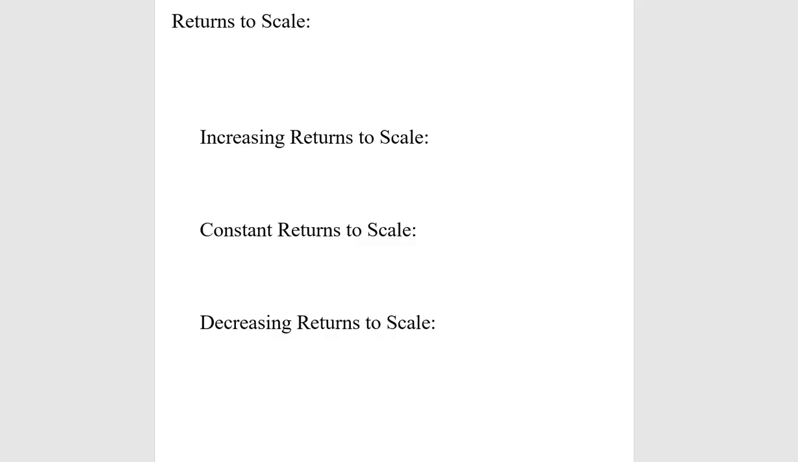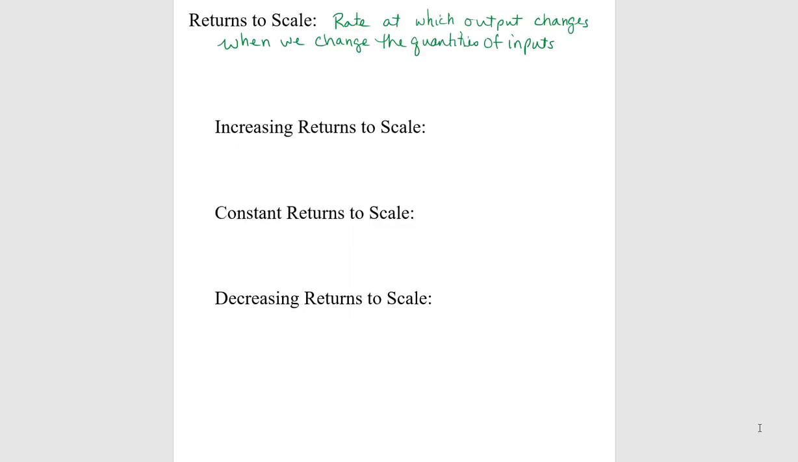When we say returns, remember we're thinking about that product, how much additional output. When we think about scale, we want to think about the size of the operation. We define returns to scale as the rate at which output changes when we change the quantities of the inputs. I like to think about it this way. What happens to output when inputs are doubled? When we say double, we mean going up by 100%.